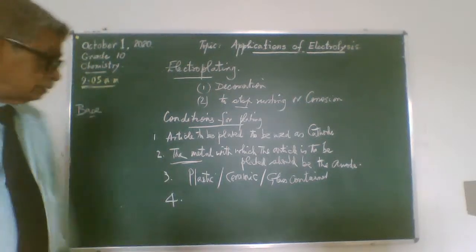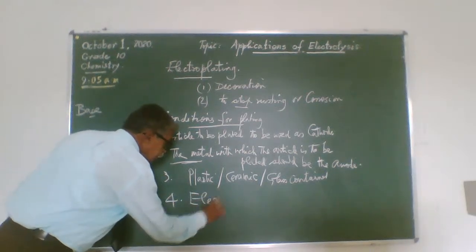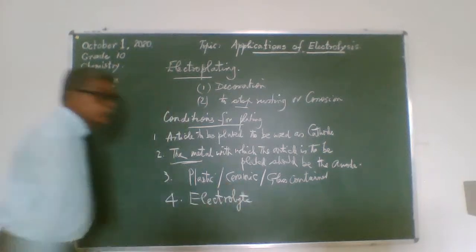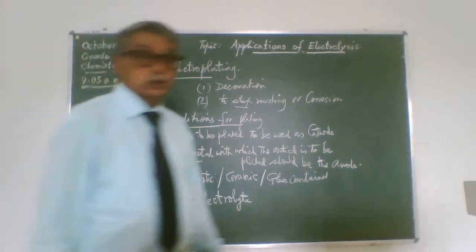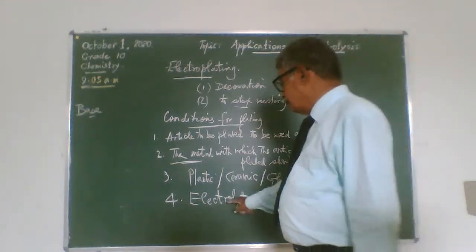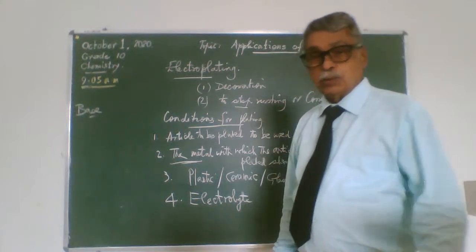Acidified. The electrolyte. Next requirement is the electrolyte. A suitable electrolyte must be chosen. These are the four requirements for electrolysis. Other small requirements are there.